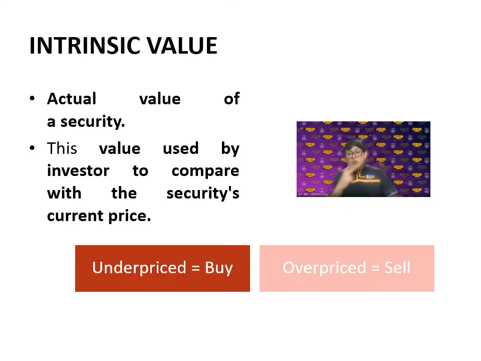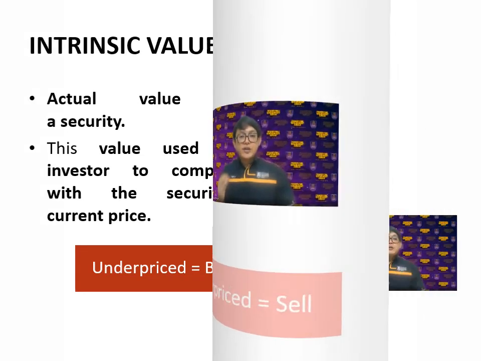There are two decisions that we can make by using the intrinsic value. The first one refers to underpriced: when the intrinsic value is greater than the market price, the decision is to buy. When the intrinsic value is lower than the market price, it results in overpriced, so as an investor, we need to sell the security.